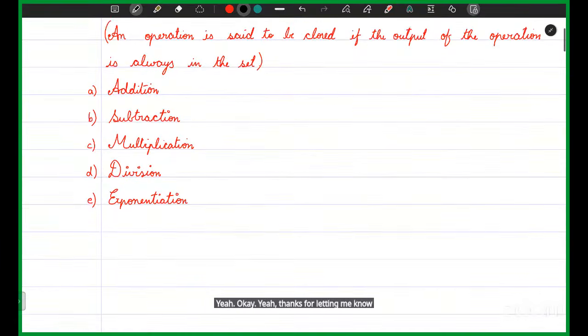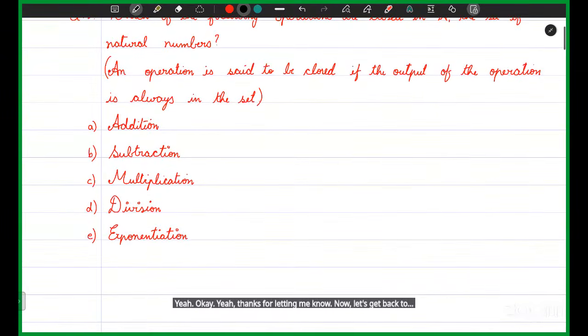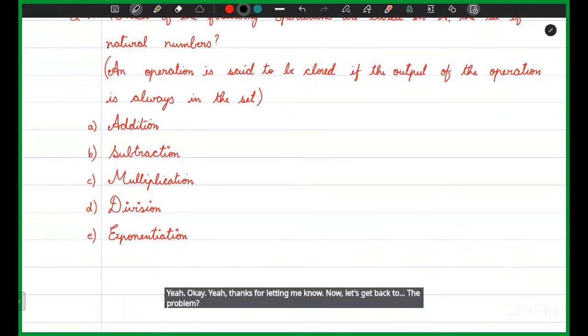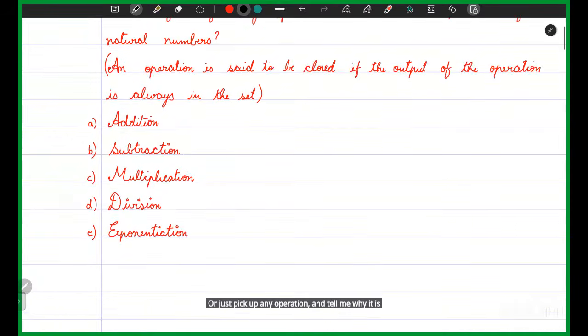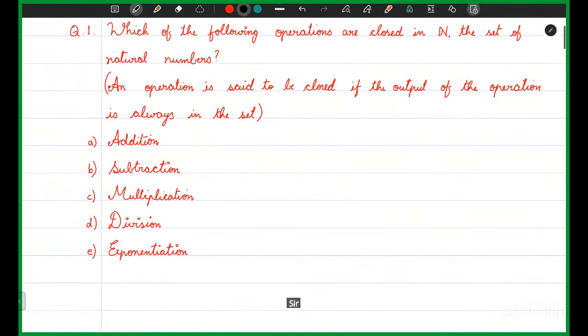Now let's get back to the problem. A lot of you said A, C, and E. Does anyone think it is anything else? It might be D and E. Okay, can you tell me why? Just pick any operation and tell me why it is closed or not closed. Can you explain it to the entire class?